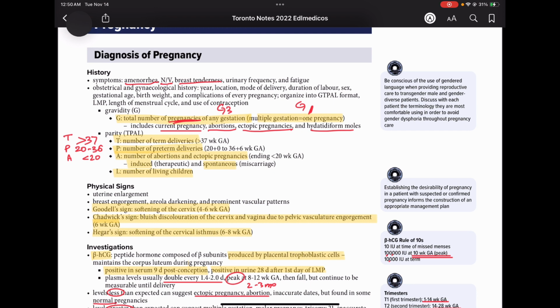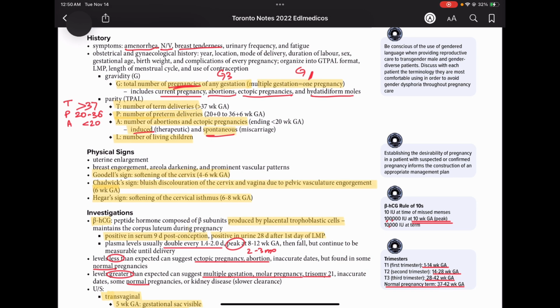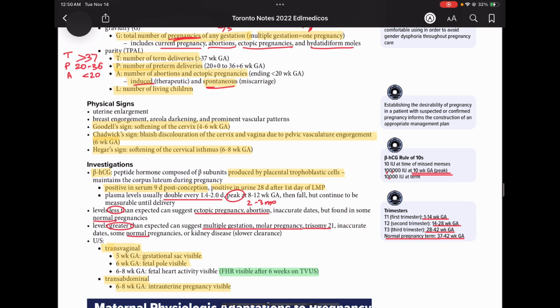Then parity includes TPAL. T is the number of term deliveries, babies delivered at more than 37 weeks. P is preterm deliveries, 20 to 36 weeks. A is aborta, the number of abortions and ectopic pregnancies less than 20 weeks. It could be either induced or spontaneous. And then L is the number of living children. That's how we describe the status of pregnancy.